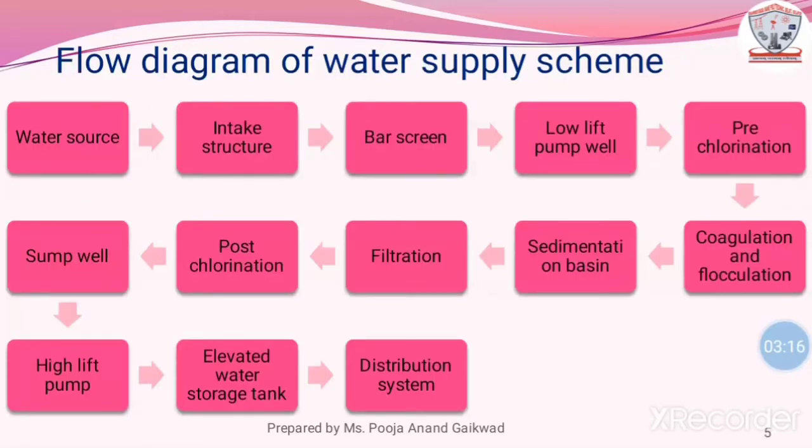This flow diagram represents the sequential, step-by-step water supply scheme in detail, starting from the source to the distribution system. So, we will see the function of each unit. The flow diagram starts with the source, which we have seen in detail. Second is the intake structure, which we have also seen in detail. Third is the bar screen. A bar screen is used to remove floating matter from water.